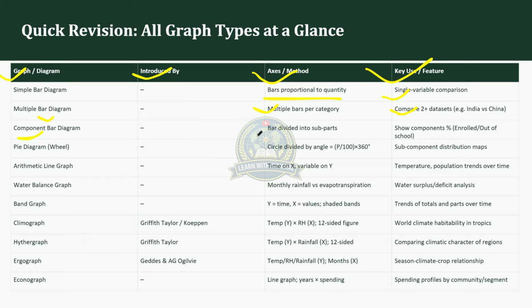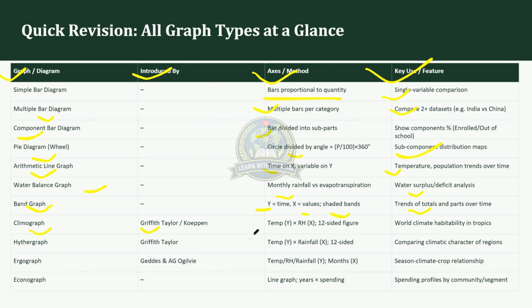Component bar diagram: bar divided into subparts, shows components as percent, for example enrollment and out of school. Pie diagram, wheel: circle divided by angle, p divided by 100 into 360 degrees. Sub-component distribution maps. Arithmetic line graph: time on x-axis, variable on y, for temperature and population trends over time. Water balance graph: monthly rainfall versus evapotranspiration, water surplus and deficit analysis. Band graph: time on y, values on x with shaded bands, trends over time.